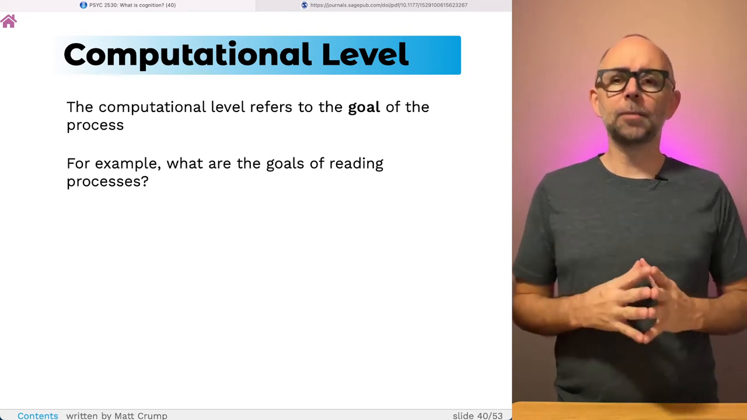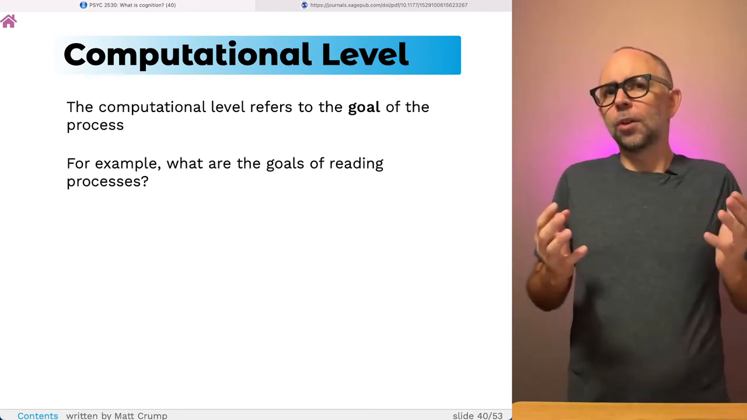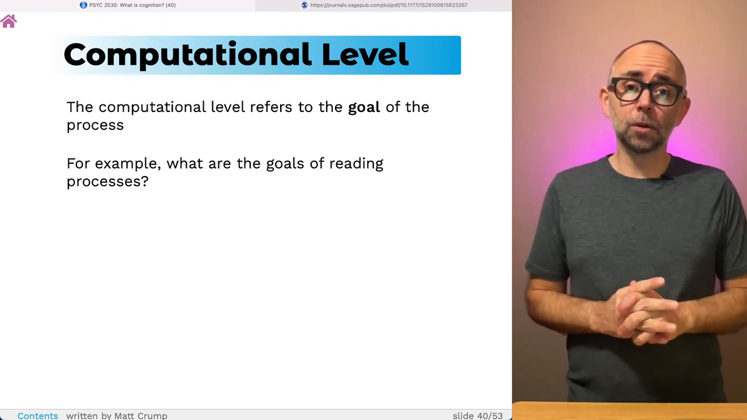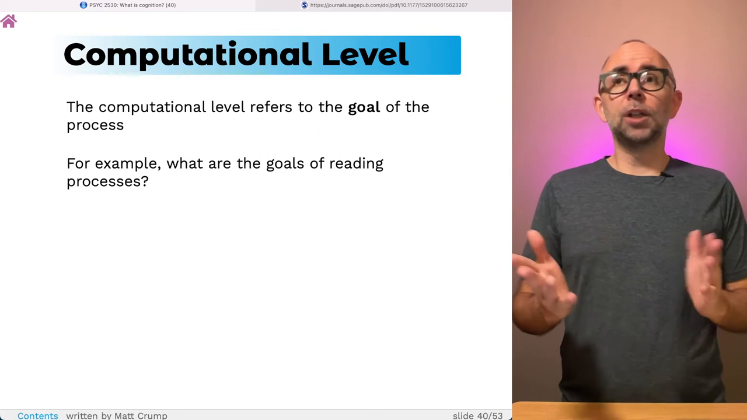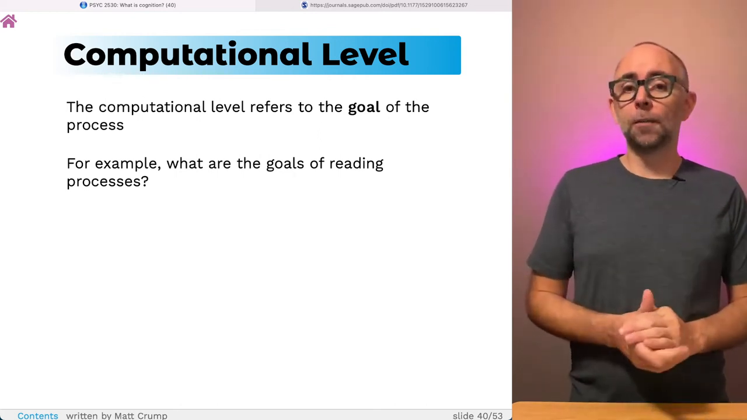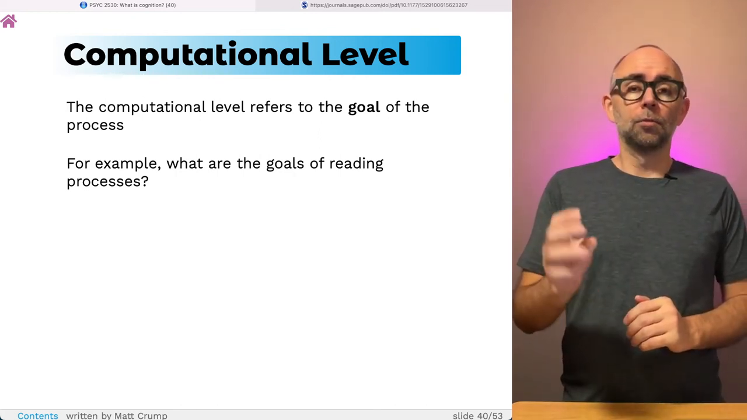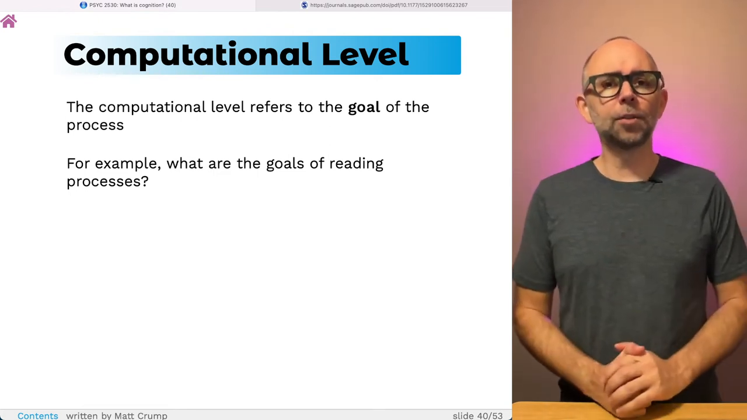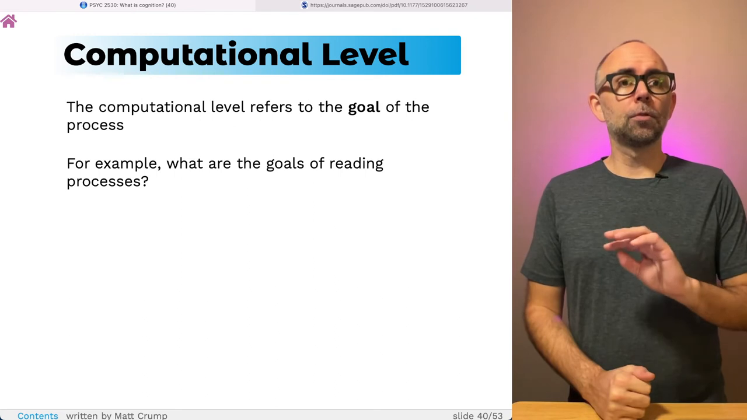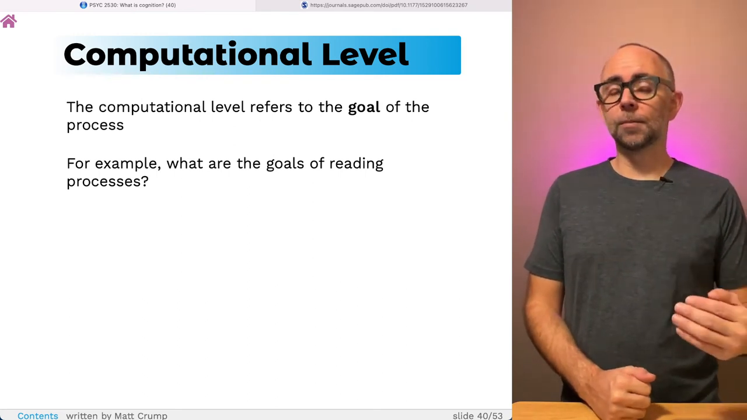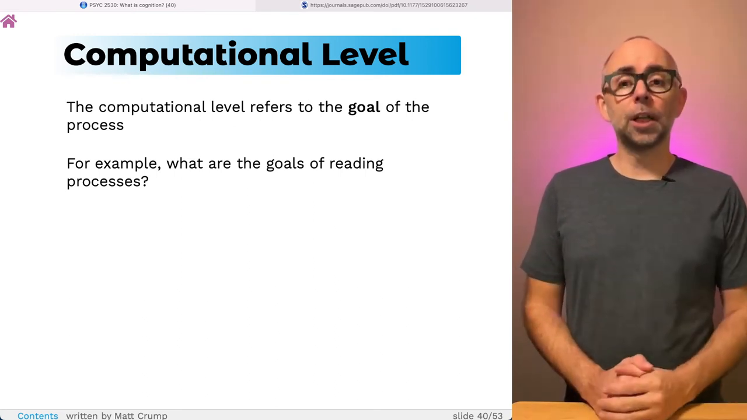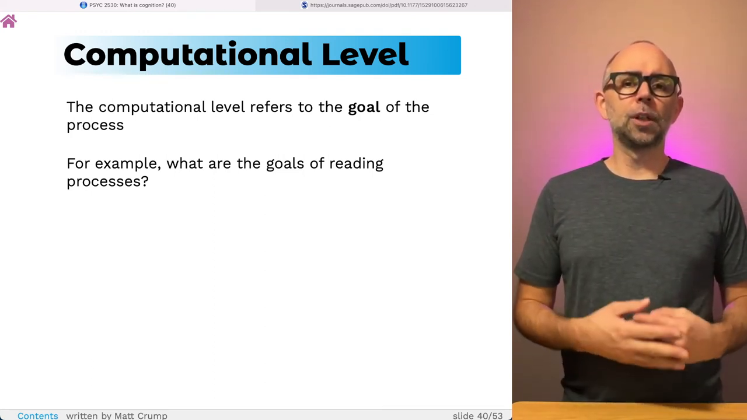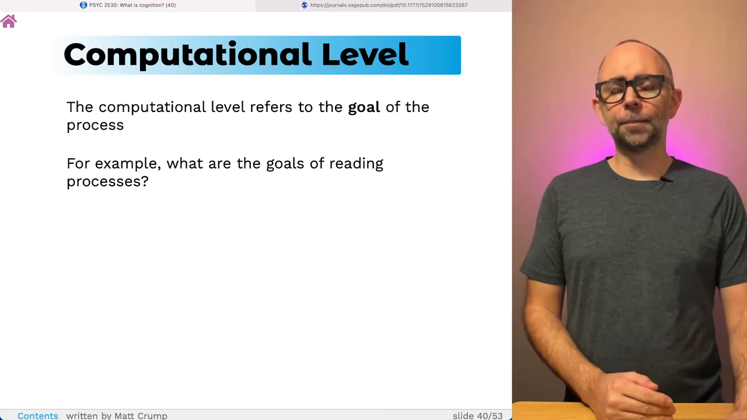So your question might be, with reading as an example, what are the goals of a reading process? And the kind of explanation you're looking for might be, well, reading is one way for a person to receive semantic information. If they knew how to write, they could create text and show it to another person and use it for communication. So this kind of explanation refers to the goal of a cognitive ability.